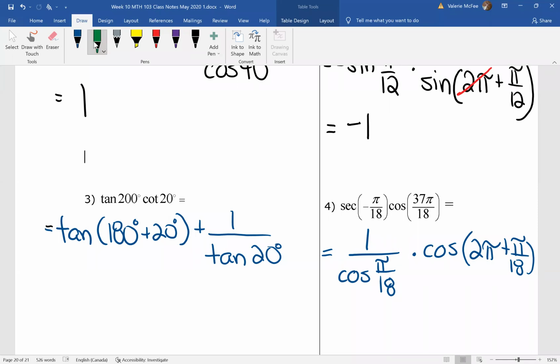In question 3, we remember that tangent is periodic every 180 degrees. Once we ignore that 180 degrees, we see we have tangent of 20 degrees times its reciprocal. This equals 1. In question 4, secant is the reciprocal of cosine, and we can ignore this negative sign because secant and cosine are both even. We also know that we can ignore the 2 pi radians going around the circle. And so we have the reciprocal of cosine pi by 18 times cosine pi by 18. And again, it's equal to 1.